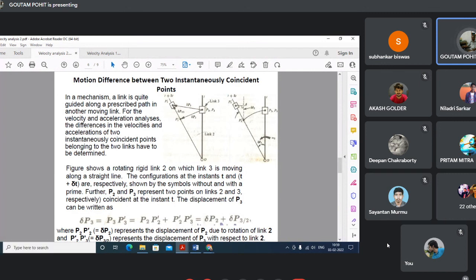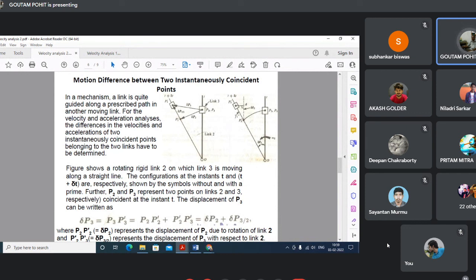Now, what is this distance basically? This angle is the same as this angle. And what is this distance? This is the velocity of the point P3 with respect to 2 into that time delta t. That will give this distance, right?